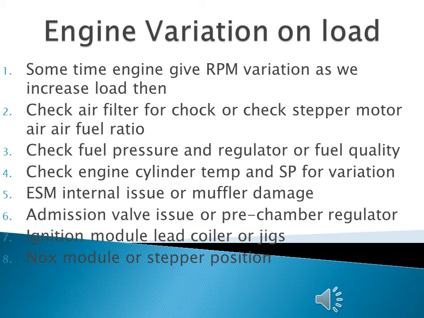You're watching my channel, and we are discussing the RPM variation and load. Sometimes when we put the load on the engine, it will give RPM variation. So in this case, you check your three main circuits: air circuit, fuel circuit, and ignition circuit.